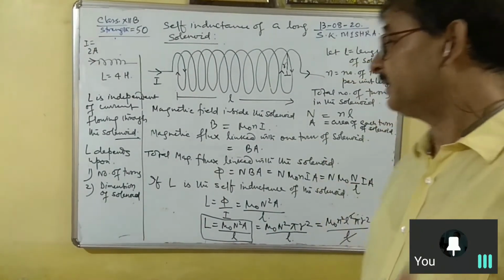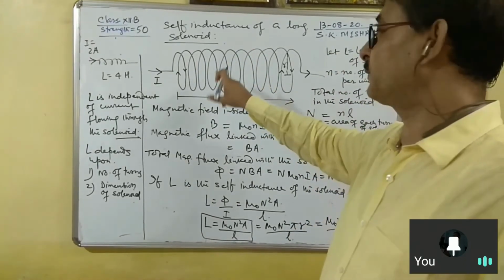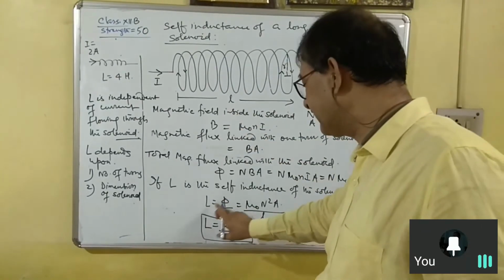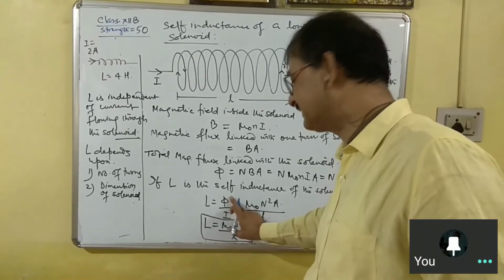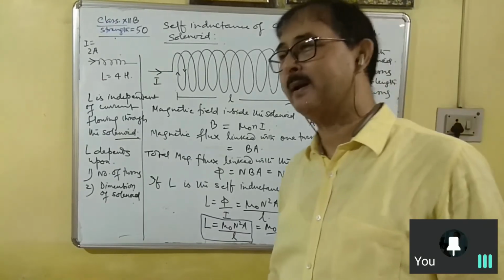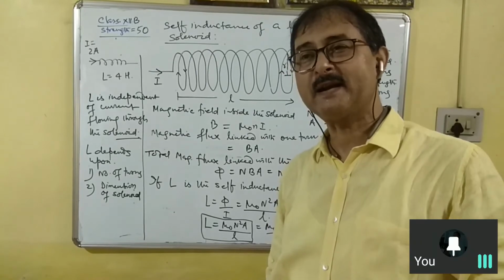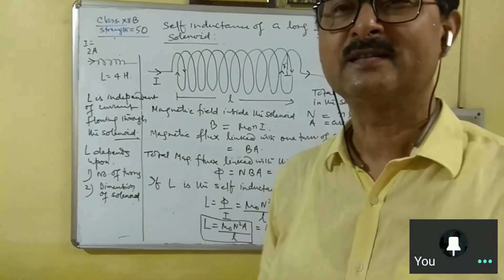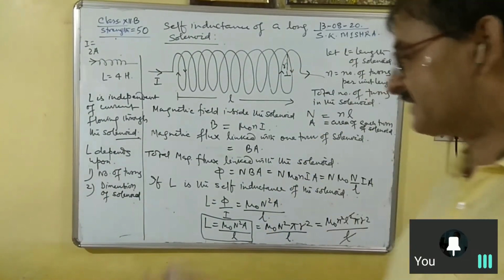Now remember, it does not depend upon the current flowing through the coil, current flowing through the solenoid, because L is phi by I. If you increase I, phi will automatically be increased, and this L will remain constant. Like R equals V by I. If V is made double, do you think that R will change? No. If V is made double, I will automatically be double, and then V by I will remain constant. That is R, ohmic resistance. So similar is the case here.